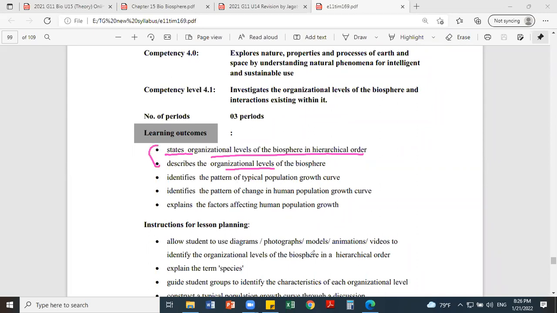The first two learning outcomes are what we are going to discuss now. These two are what I have given in my theory, the first two pages. The student should be able to state the organizational levels of the biosphere and describe those organizational levels. After that, I'll come back to this again. There are also some instructions for the teacher for lesson planning. Anyway, it's for the teachers, but no harm, the students can also use it. Then you can check whether the teacher is teaching the right thing and has covered all of this. You can check after teaching, after getting the note. So that is my advice. You should refer to the teacher's guide, then you can check whether you are doing the correct thing or not.